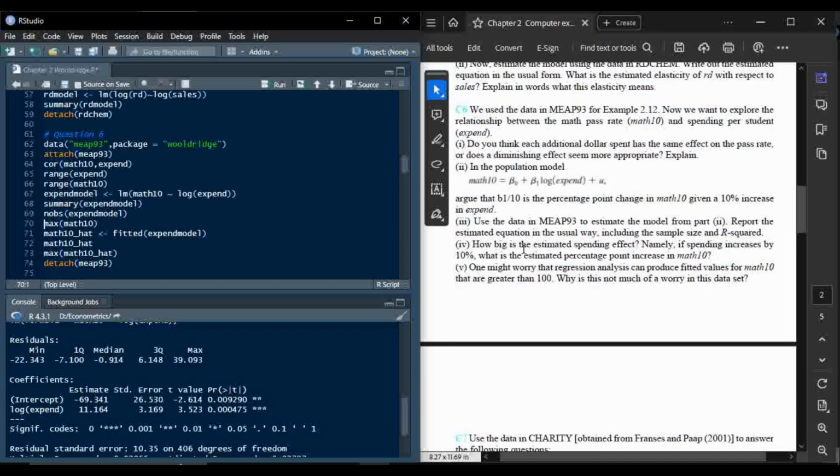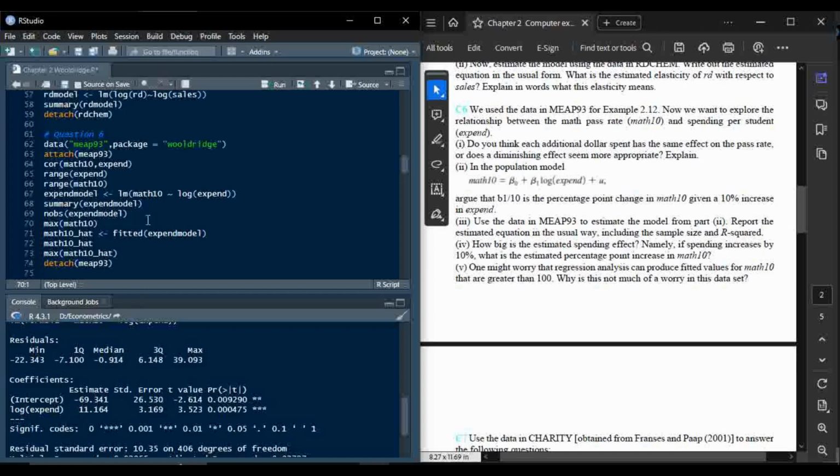Now look at the fourth question. How big is the estimated spending effect? Namely, if spending increases by 10%, what is the estimated percentage point increase in math10? So how big is the estimated spending effect? The answer is 11.16, that is, the slope coefficient on log expend.